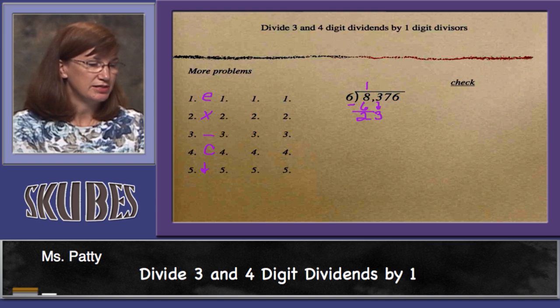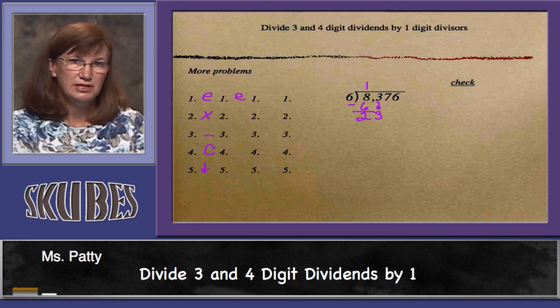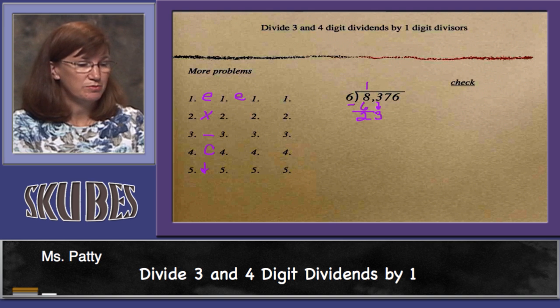23 divided by 6. Let's estimate. Go through your 6 times tables if you need to. I'll start with about 6 times 3. That's 18. 6 times 4 is 24. That one's too big, so back up to the 3.